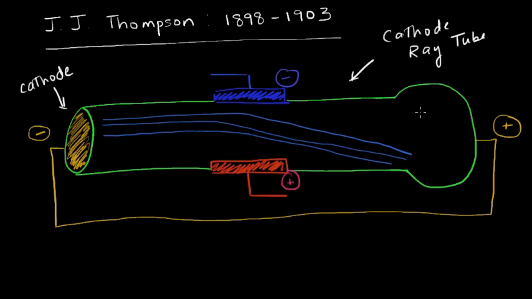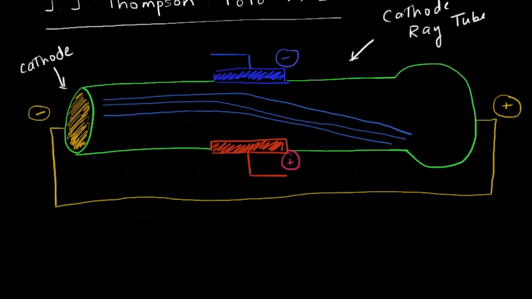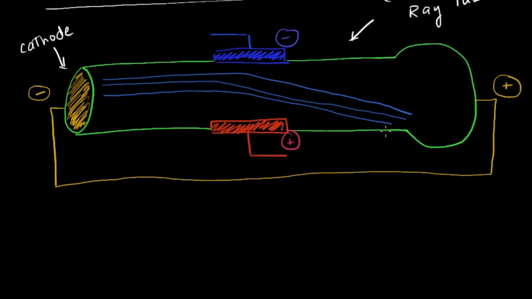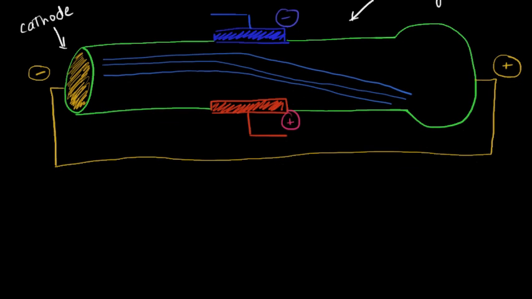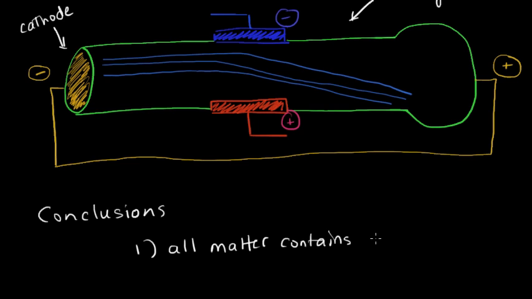And so what did Thomson conclude? Well, at this point, researchers knew that the atom was electrically neutral. But these things, because they were being deflected from the negative plate and attracted to the positively charged plate, were clearly negatively charged particles. And because Thomson ran this experiment with a lot of different kinds of metals, a lot of different substances, he concluded that all atoms contained these strange negative particles. And so his first conclusion was that all matter contained these strange negative particles, which he called electrons. So all matter contains electrons.